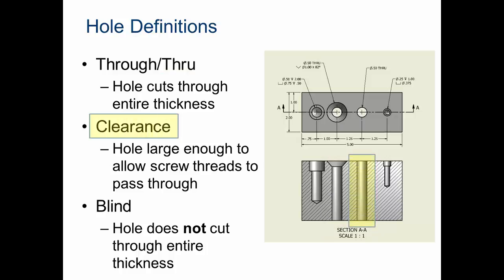The next one is a clearance hole, and it's a hole that's large enough to allow the screw threads to pass through but not the head of a screw. So in this particular case, you might make a clearance hole if you're trying to screw that block to a block underneath it. So you want the threads to go through this block and then bite into the bottom block, and then they'll be held together quite strongly.